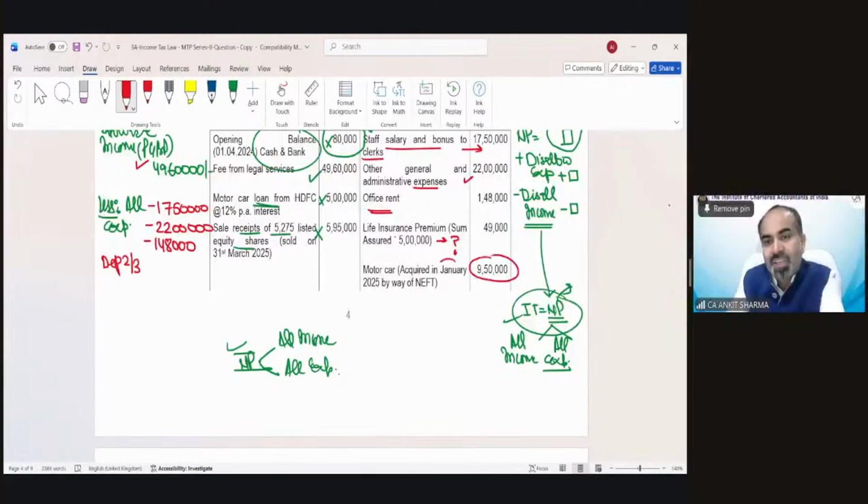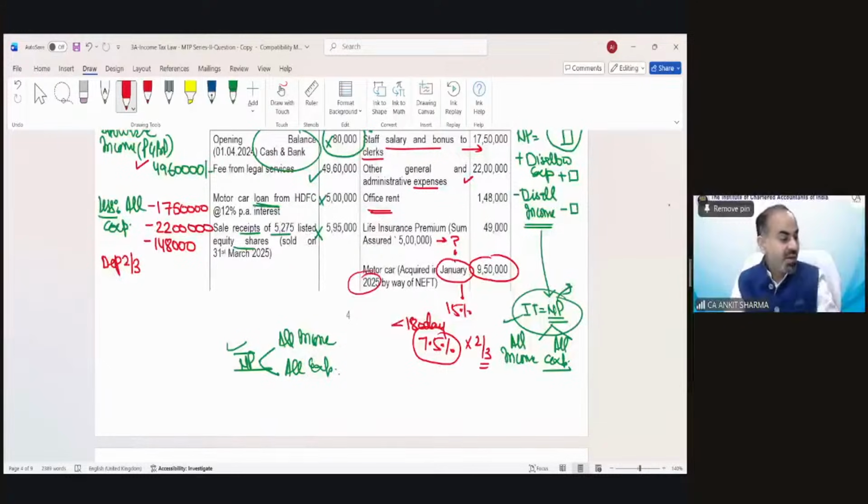9,50,000 purchased in January. The DEP rate of car is 15%, but because in January 25 it is less than 180 days, if it is less than 180 days, 50% of DEP we can claim. So whatever would be the DEP, only 2/3 we can claim in this year. So that would be 47,500.